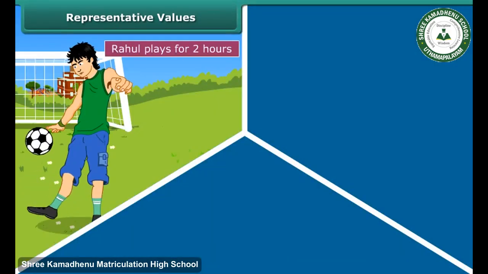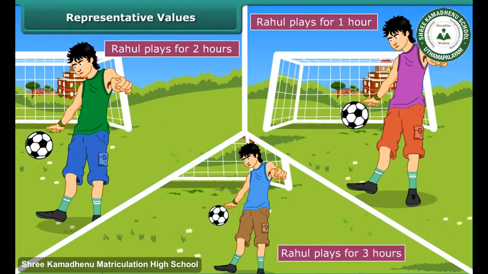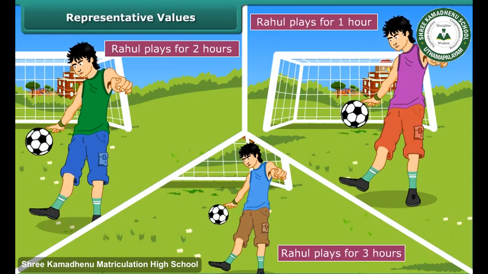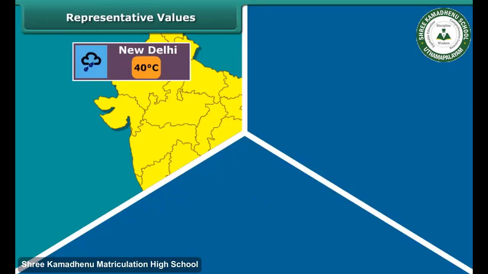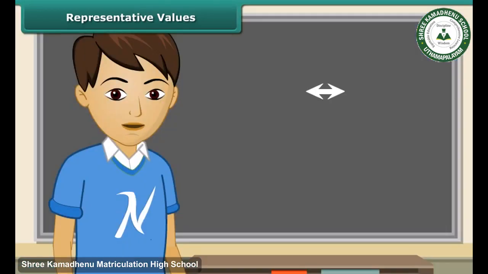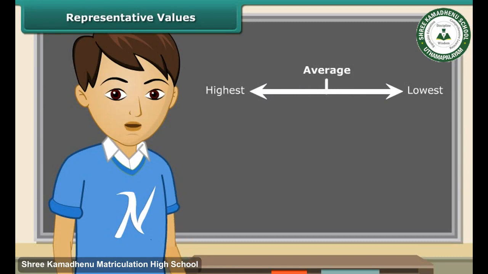By average, we understand that Rahul usually plays for 2 hours. On some days, he may play for less number of hours, and on the other days, he may play longer. Similarly, the average temperature of 40 degrees Celsius means that the temperature of New Delhi at this time of the year is around 40 degrees Celsius. Sometimes it may be less than 40 degrees Celsius, and at other times it may be more. Thus, we realize that average lies between the highest and the lowest value of the given data.